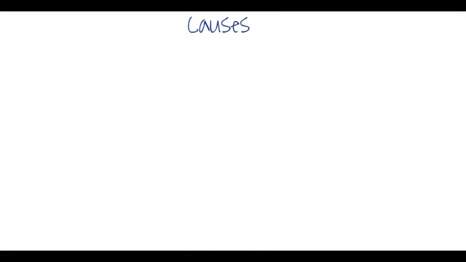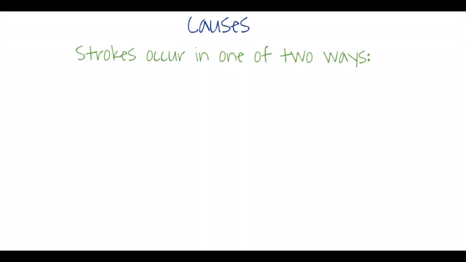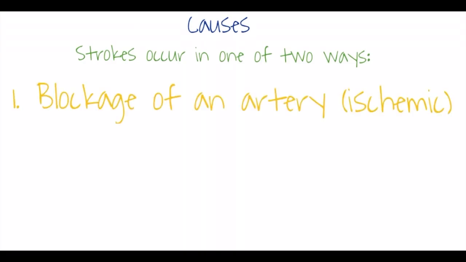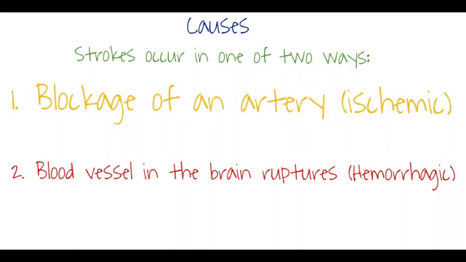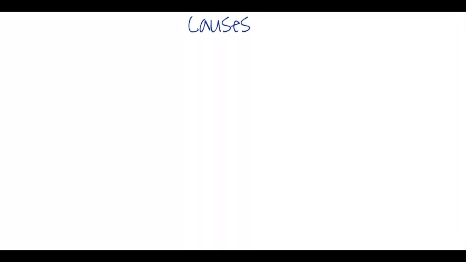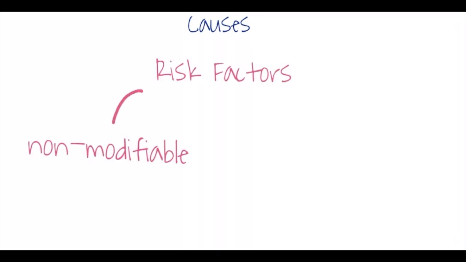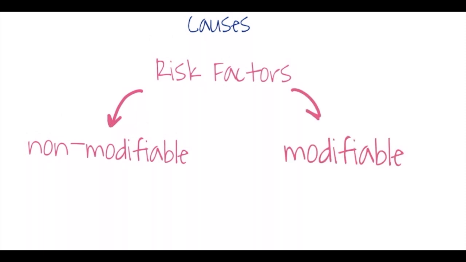Next are the causes of stroke. As mentioned before, strokes usually occur in one of two ways, either from the blockage of an artery cutting off blood flow to the brain, or when a blood vessel in the brain ruptures. However, there are many risk factors that can lead to a stroke. There are both non-modifiable or uncontrollable risk factors, as well as modifiable or controllable risk factors.